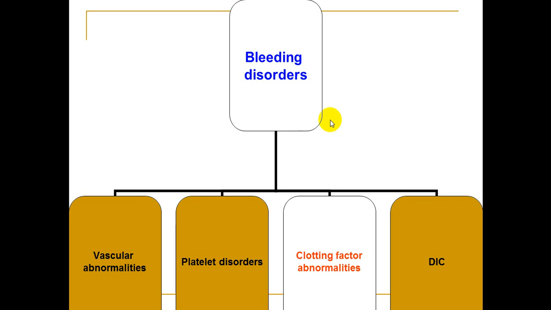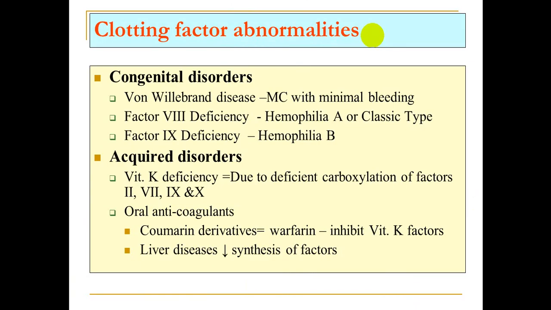We stop on clotting factors abnormalities. Let us continue. Clotting factor abnormalities, as you know, the most common clotting factors abnormalities is hemophilia, and hemophilia A and B.